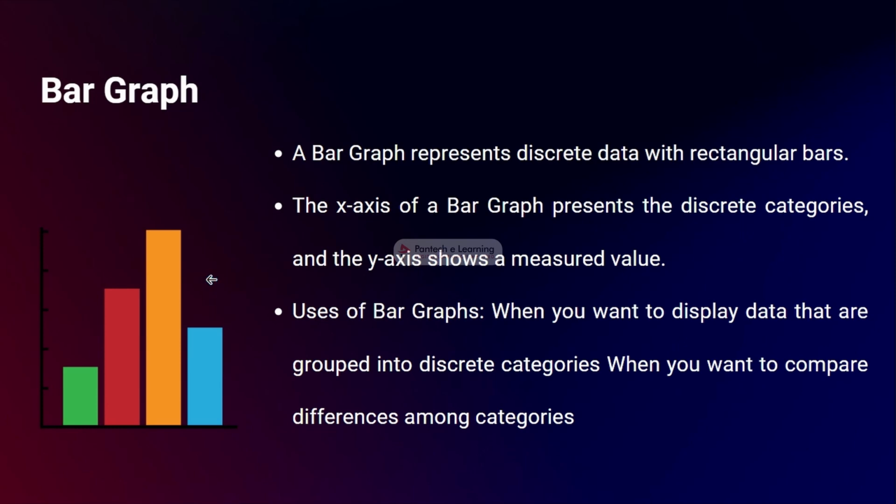The x-axis of a bar graph represents the discrete categories, for example the country names. The y-axis shows the measured value. For example, if you count the number of medals they have won, that will be the count value, and with the help of that, a height will be given. The use of a bar graph is when you want to display data that are grouped into discrete categories, or when you want to compare differences among categories.